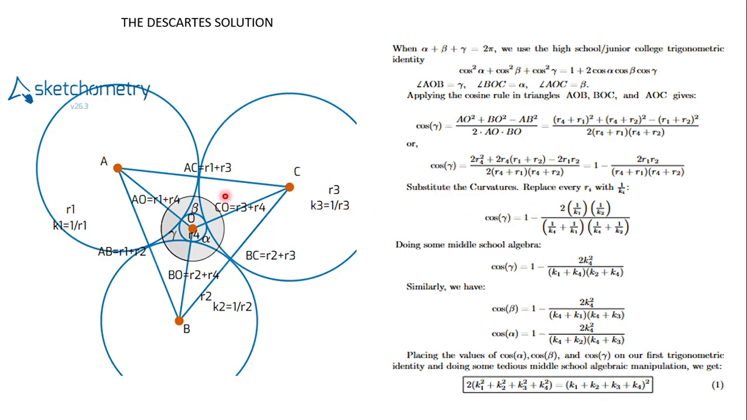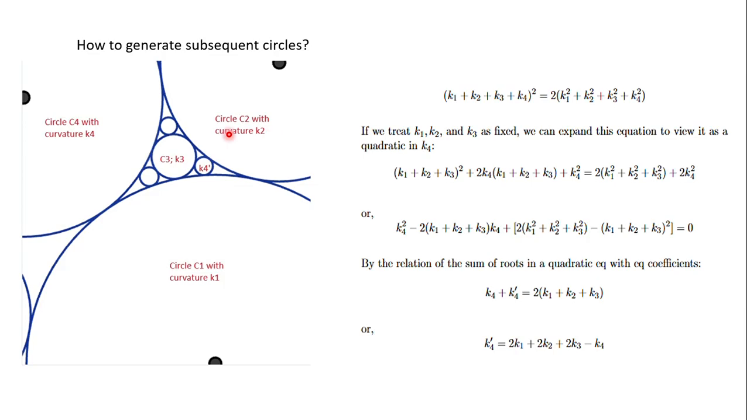And this is one identity we need, and we need to apply the cosine law of triangles to each of the three triangles, and we find these relations for cos gamma, cos beta, and cos alpha, and we just place these values in the initial identity, and doing some middle school algebraic manipulations, we find out that the square of the sum of the curvatures, okay, so curvatures are just inverses of radius, is equal to twice the sum of the squares of the curvatures. That's it.